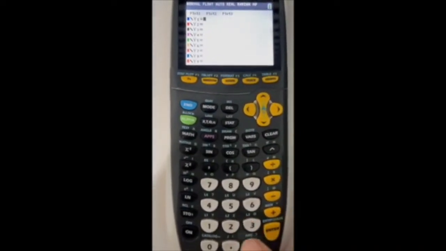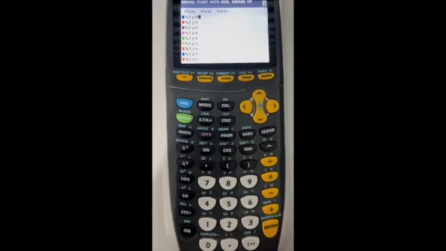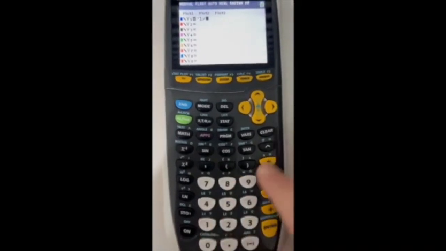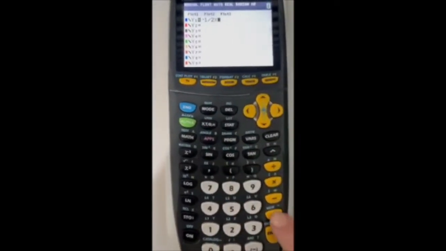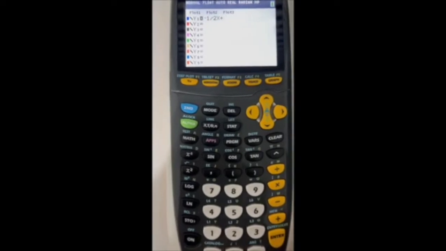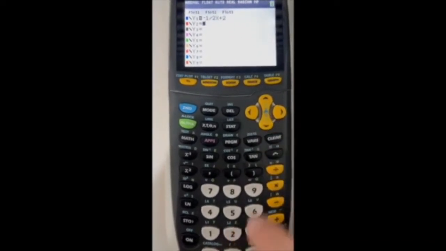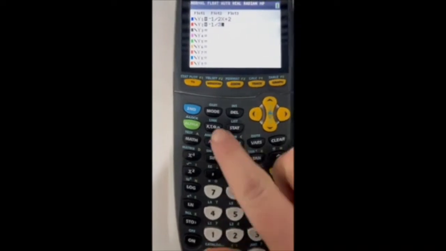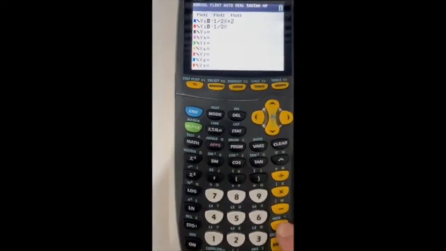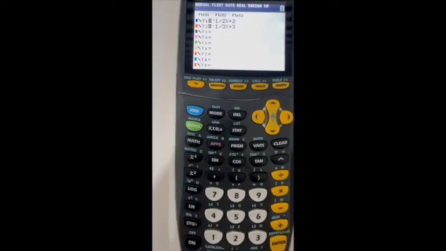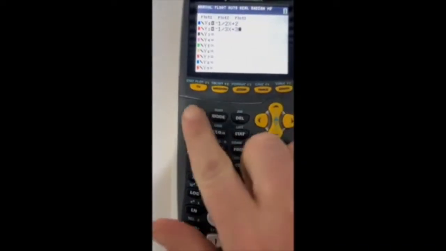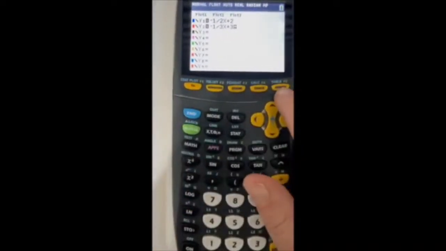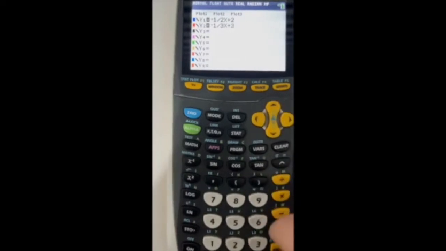Then we're going to type in the same equations we just did when we were graphing them. We'll have negative 1/2 x plus 2 for the first equation, go down to y2 for the second one, which was negative 1/3 x plus 3. Then we can press the second and the graph button, which really takes us to the table.